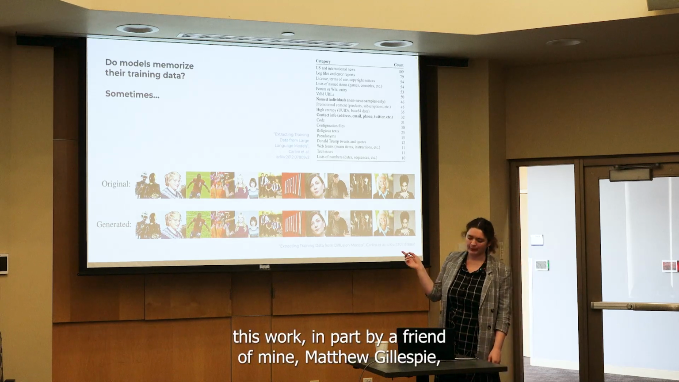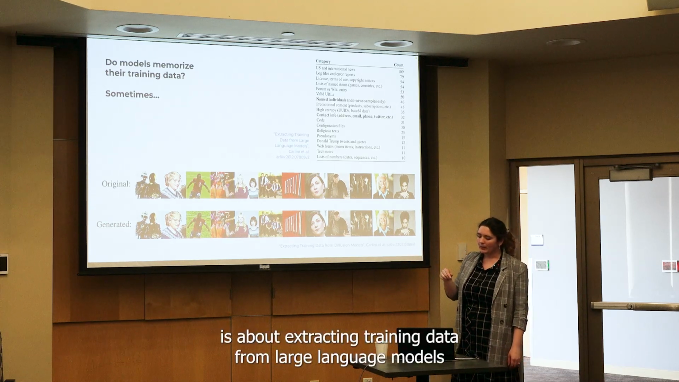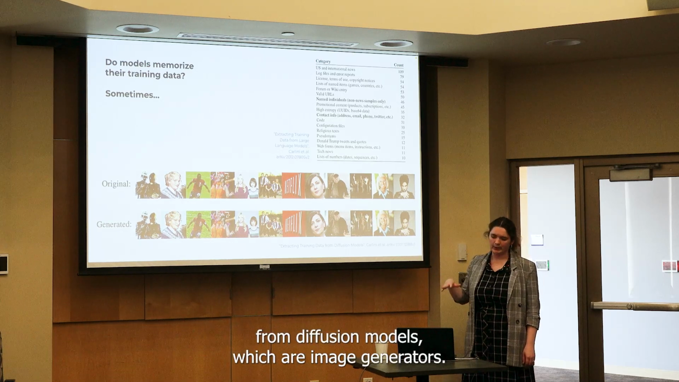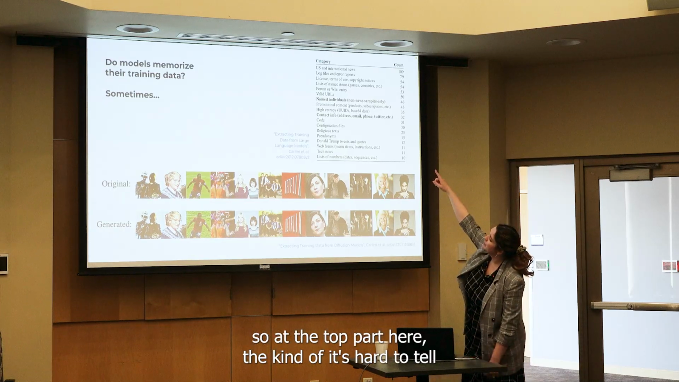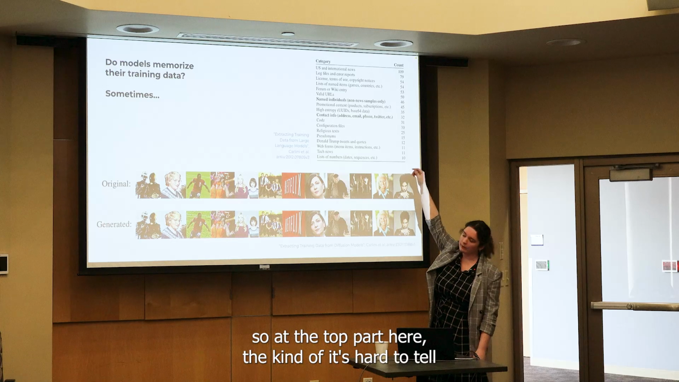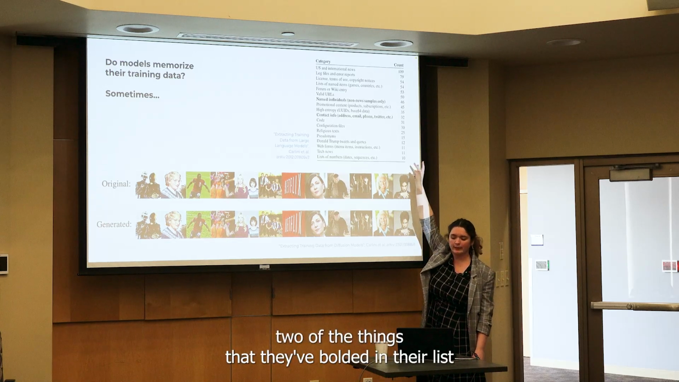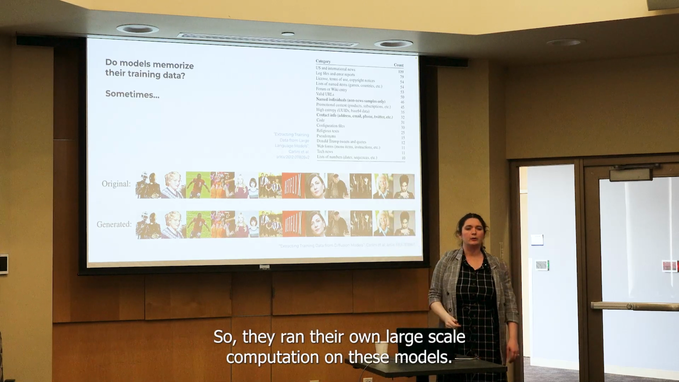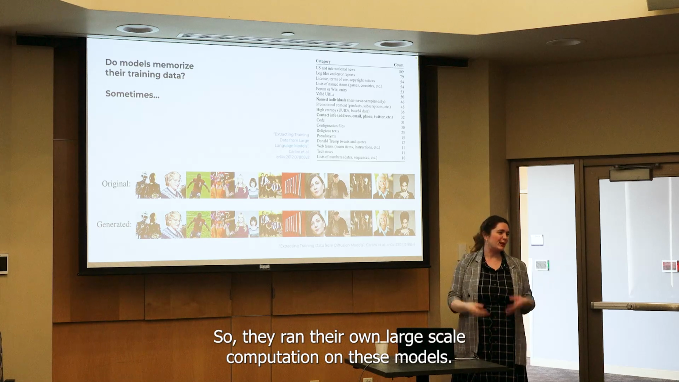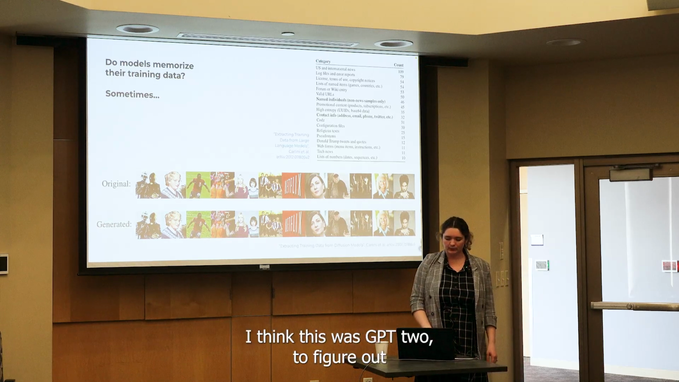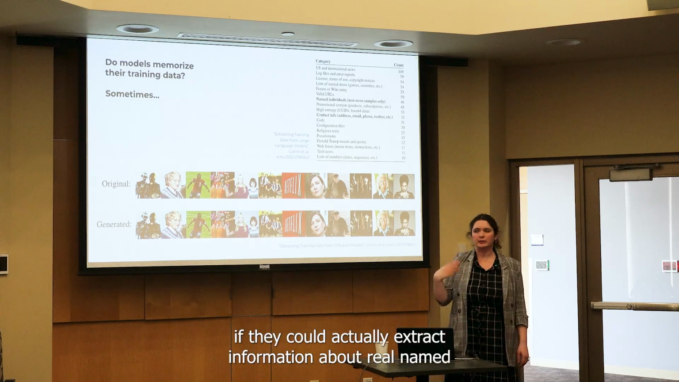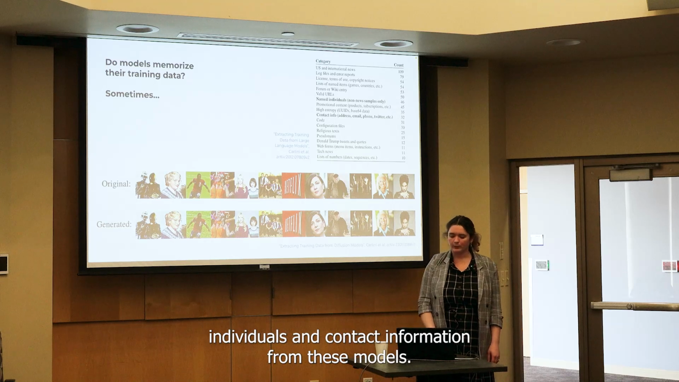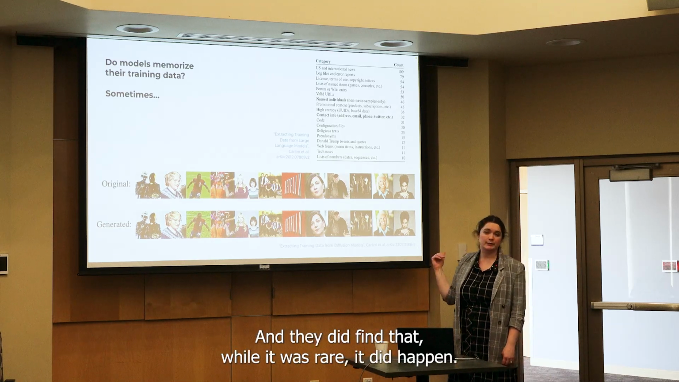This work, in part by a friend of mine, Matthew Gillespie, is about extracting training data from large language models and extracting training data from diffusion models, which are image generators. So at the top part here, it's hard to tell what's bolded here, but two of the things that they've bolded in their list here are named individuals and contact information. So they ran their own large-scale computation on these models. I think this was GPT-2. To figure out if they could actually extract information about real named individuals and contact information from these models. And they did find that while it was rare, it did happen.